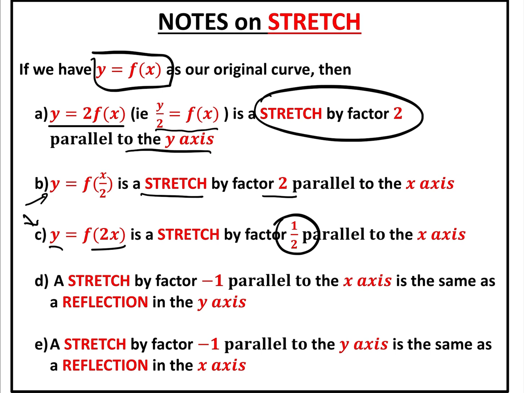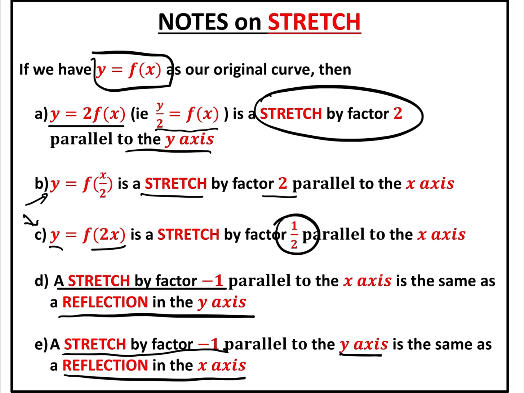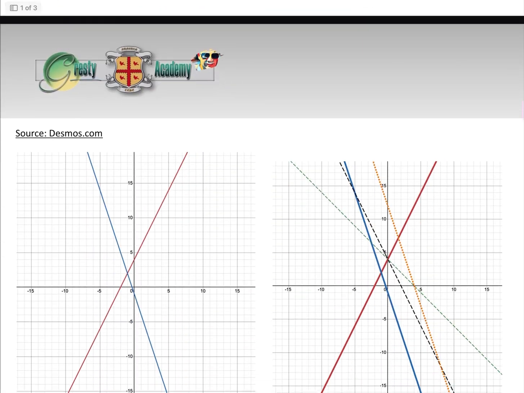A stretch by a factor minus 1 parallel to the x-axis is the same as a reflection in the y-axis, and a stretch by a factor minus 1 parallel to the y-axis is a reflection in the x-axis. It's well worth getting to grips with all of these because they really are important. So what we'll do now is just do a couple.